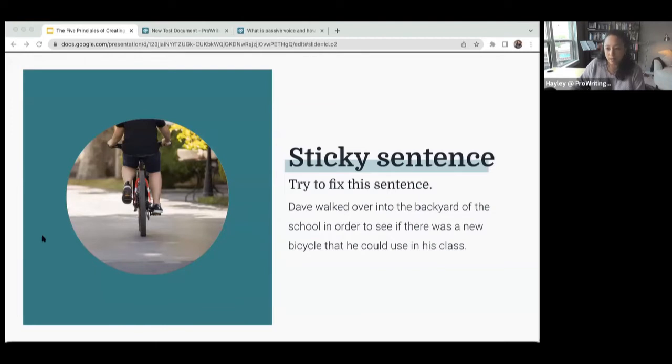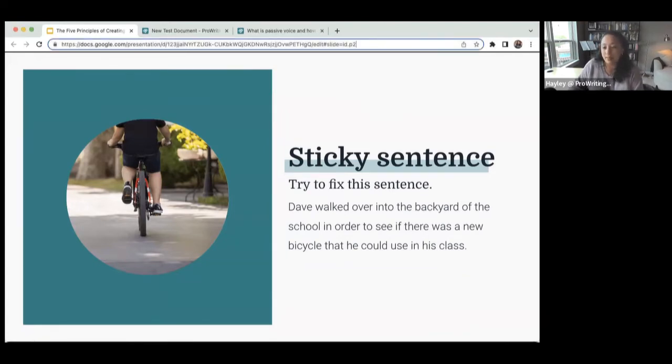So we had Dave walked to the school's backyard to find a new bicycle for class. Dave walked to the schoolyard to find a new bicycle for class. Two great options. Dave walked to the backyard of school to find a new bicycle to use in class. Yep, again, cutting glue words. Dave walked to the backyard of the school to find a new bicycle for class. Yep. Dave entered the schoolyard to find a new bicycle for class. Dave walked into schoolyard to find a new bicycle for class. Dave walked to the schoolyard to find a new bicycle for class. Dave walked into the school's backyard to find a new bicycle for class.